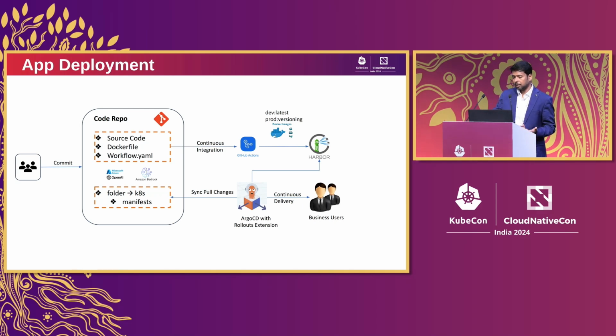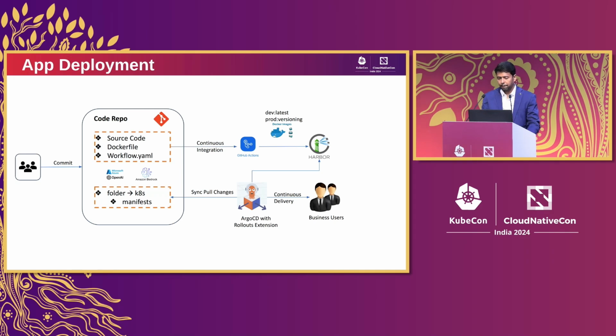And the second section contains a folder called K8s. Inside the K8s folder, we have the manifests like deployments, services, and ingress. Whenever there are changes, ArgoCD will automatically pull the changes from this folder, and then it will deploy into the Kubernetes cluster, and then it will be delivered to the business users.